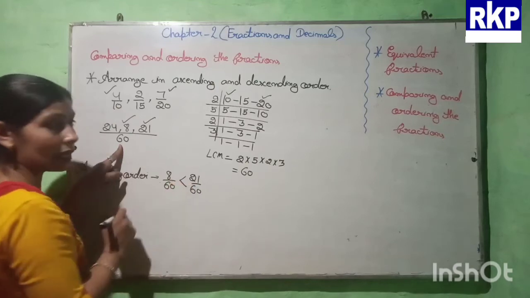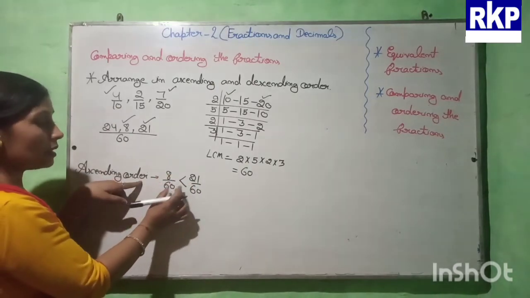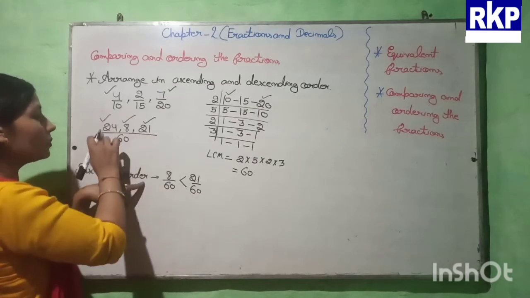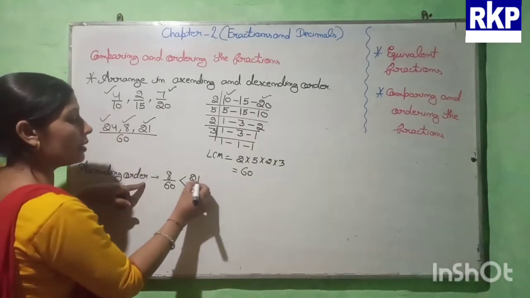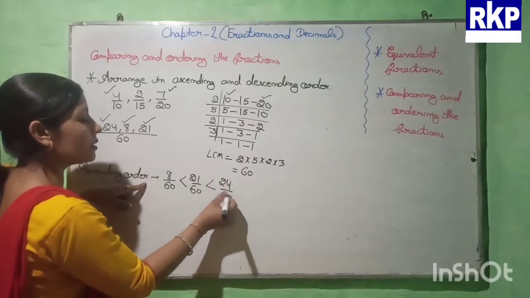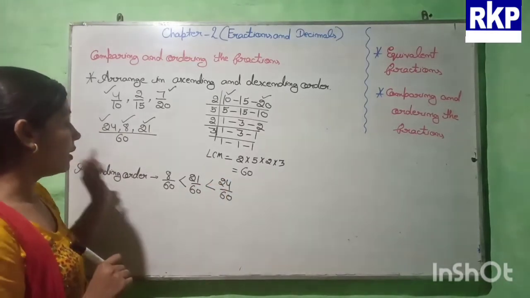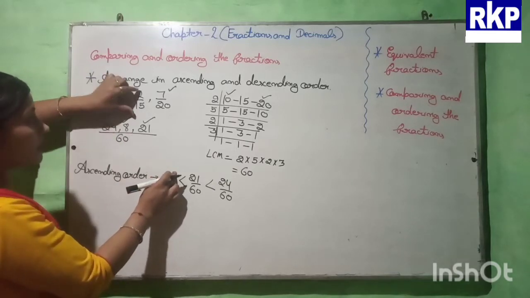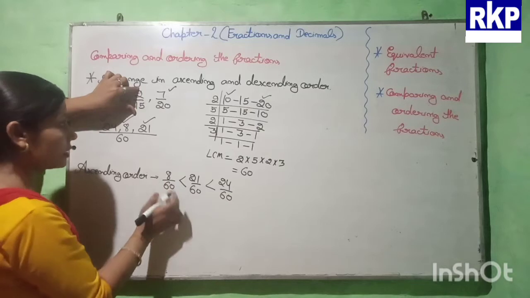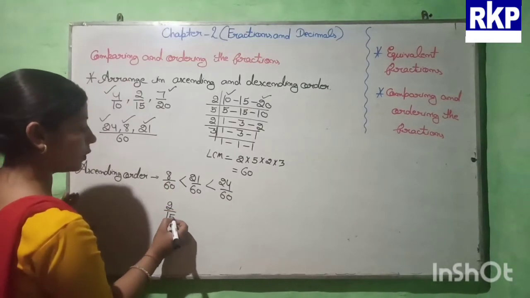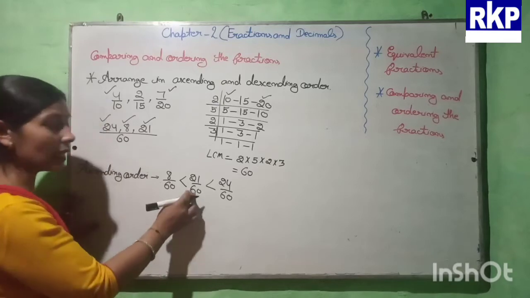Here this sign will come. 8 by 60 is smaller than 21 by 60. Now comes 24. Now 21 by 60 is smaller than 24 by 60. Okay, but beta, this 8 we have obtained from the second fraction. So for this we will write 2 by 15. Okay, 2 by 15 is smaller than this.